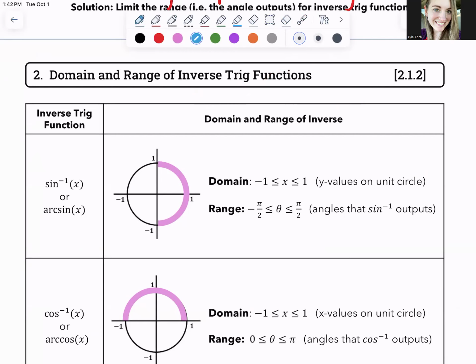I want to make a note here. Domain talks about the inputs. So domain, these are inputs. And range, these are outputs. So domain is all the values a function can take in. Range is all the values the function can spit out.